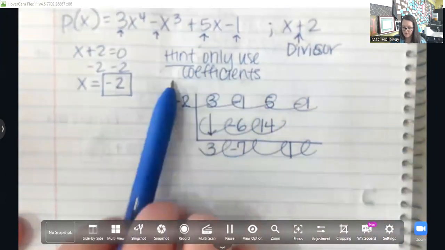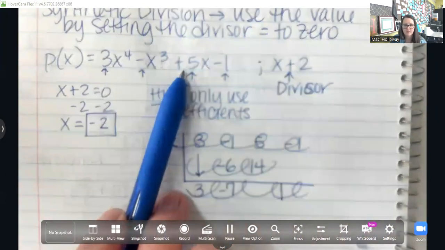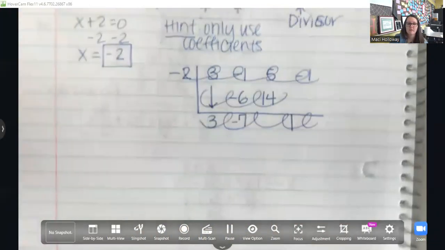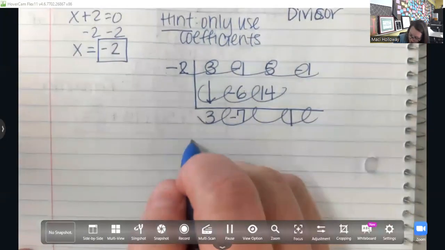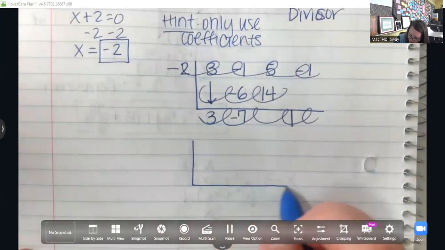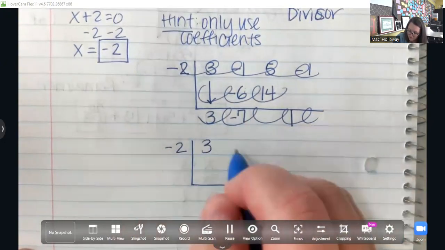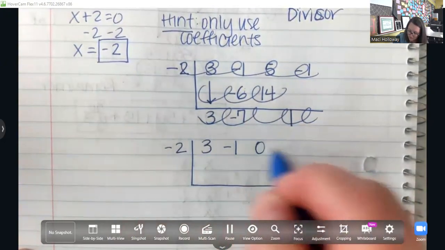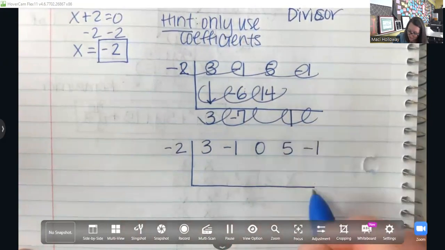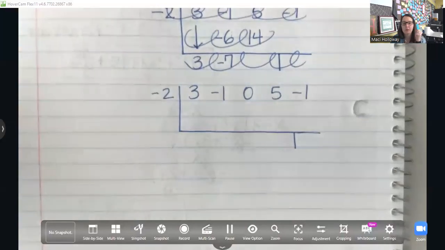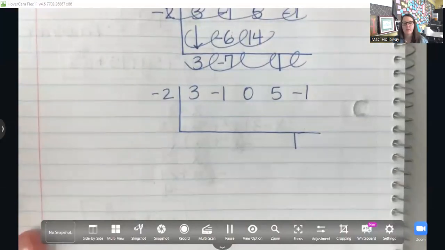Hint, only use the coefficients. Notice that I don't have an x squared here, so I need a 0x squared. Okay, let's try this again. Somebody was knocking at my door and I got distracted. All right, so we have -2, 3, -1, 0, 5, and -1. I hate that I messed that up after so long. Okay, so let's do this again.